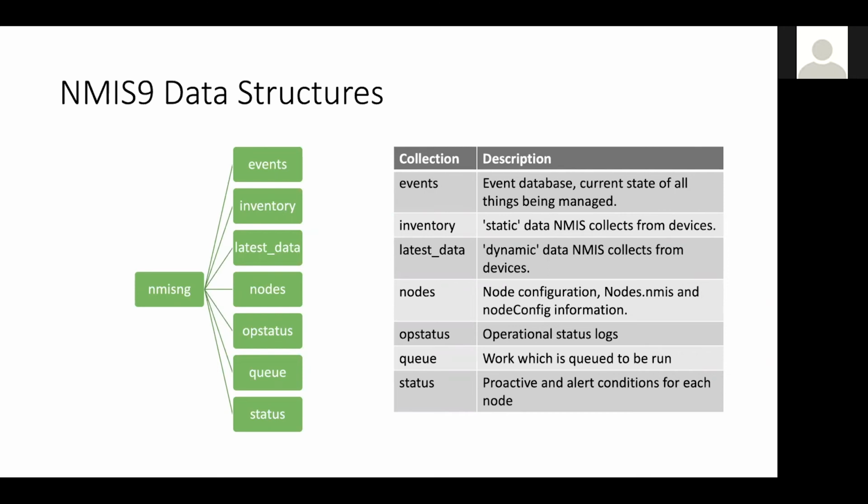So events and status are the two fundamental, really important data structures that are there. The events is the event database. So that's the current state of all things being managed. And we had that event database. It was a file system database before. That's now in MongoDB. And the status was one of the sections as part of the node file.